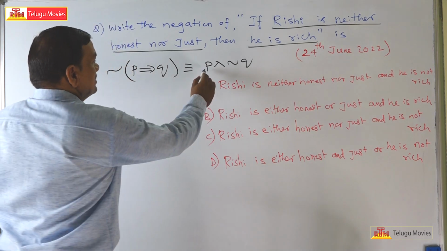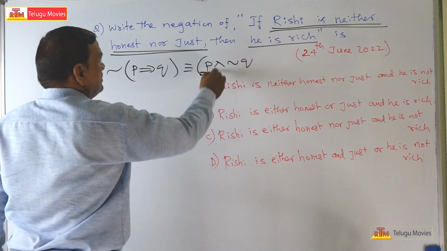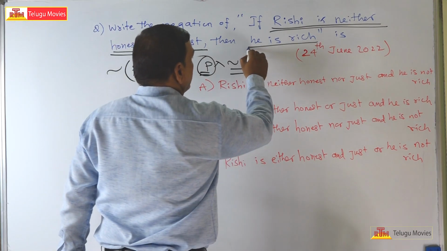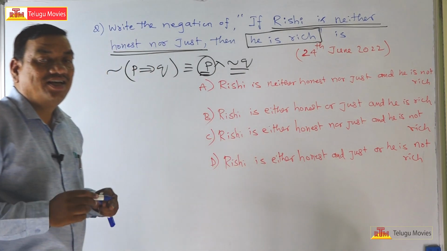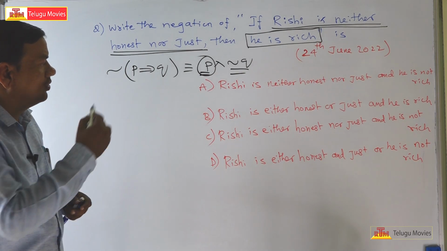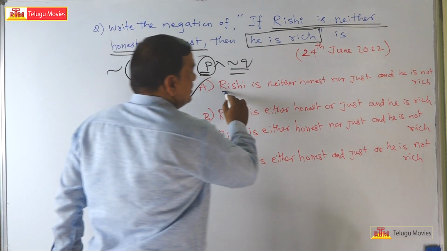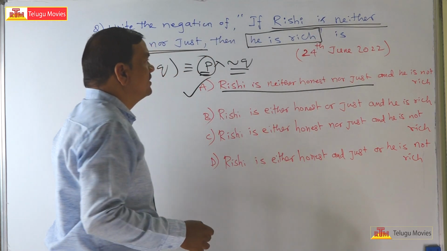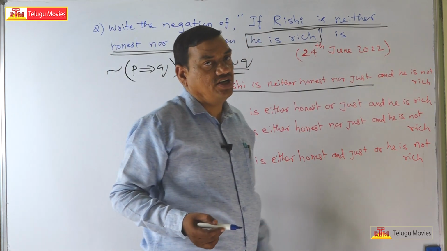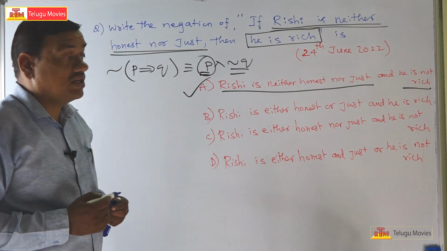So the first statement as it is: Rishi is neither honest nor just. And the negation of the conclusion: what is the negation of "he is rich"? He is not rich. If you observe the options, the first option has Rishi neither honest nor just as it is, and then he is not rich. Therefore, absolutely your answer is A only.